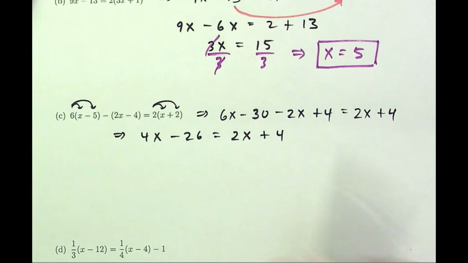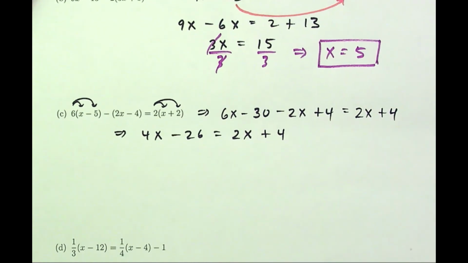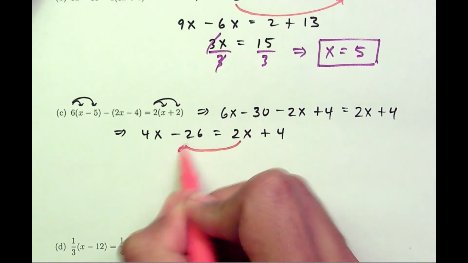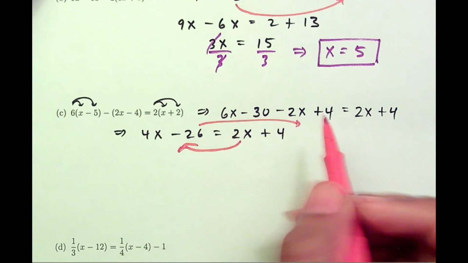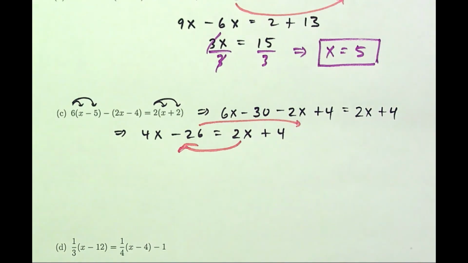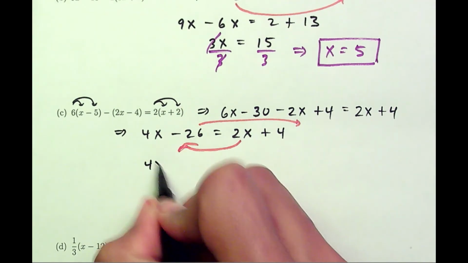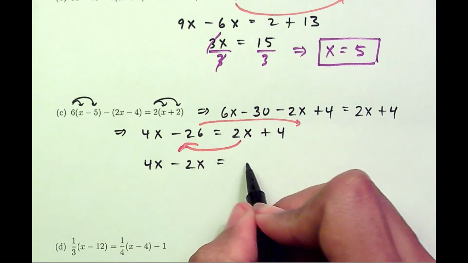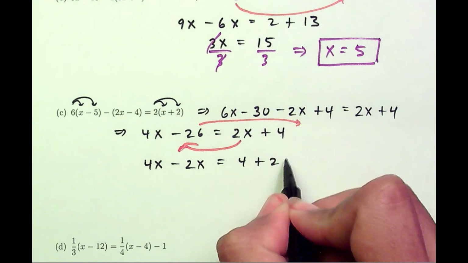So I simplified the left-hand side a little bit by combining like terms, the x's and the constants. All right, now we are ready to move things around. I want all the x's on the same side, so let's move this to this side and that to the other side. Okay, so when we do that, we're going to get 4x minus 2x on the left, and on the right, 4 plus 26.